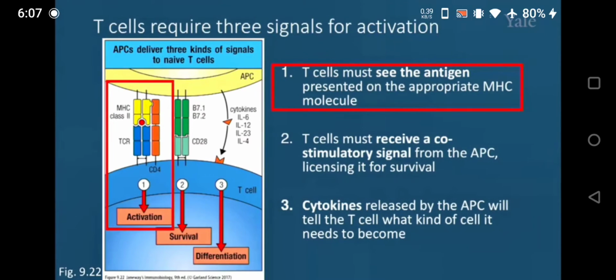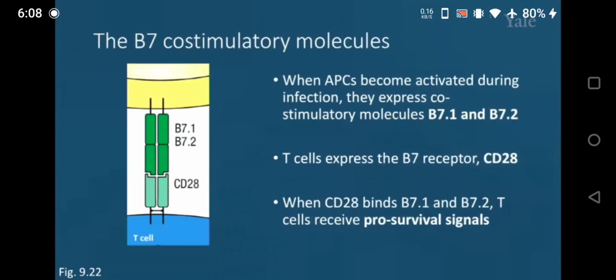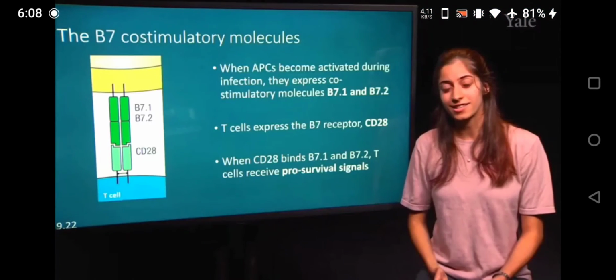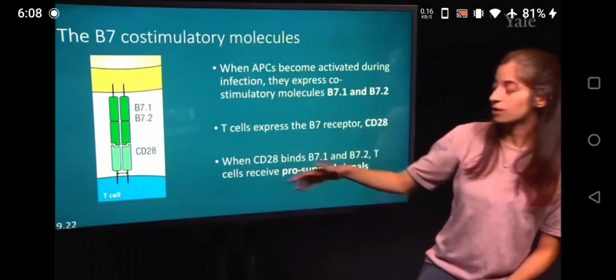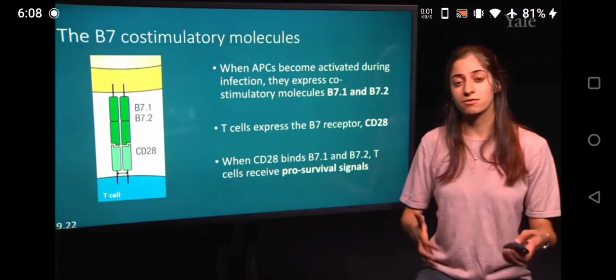Even when this interaction occurs though, the T cell must receive the second signal. The second signal is delivered by a set of costimulatory molecules, collectively called B7, that will tell the T cell that it's okay to survive and keep going on with the activation process. The costimulatory molecules are actually B7-1 and B7-2. They signal through the receptor on T cells, CD28. When APCs become activated, or these dendritic cells become activated, they will begin to upregulate B7-1 and B7-2.